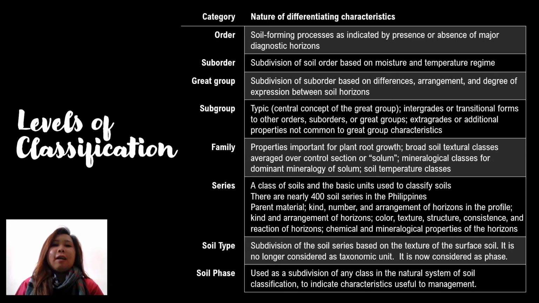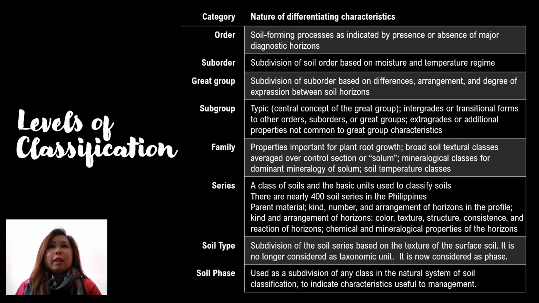There are 8 levels of soil classification. We have the order, suborder, great group, subgroup, family, series, soil type, and soil phase. So in this table, you can see all the 8 levels of classification and the nature of differentiating characteristics. The soil order is the highest level of classification.